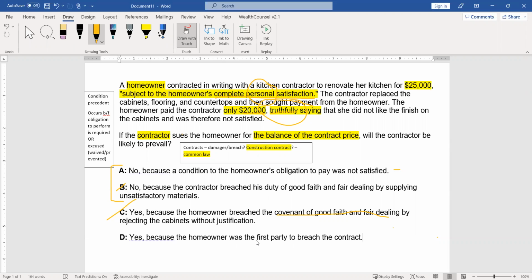This has nothing to do with recovery of damages. When you think of the rule for recovering damages, nowhere do we care about who does what first. That's more mortgages and priorities in secured transactions. So I would say that doesn't look good, and A should be the correct answer.